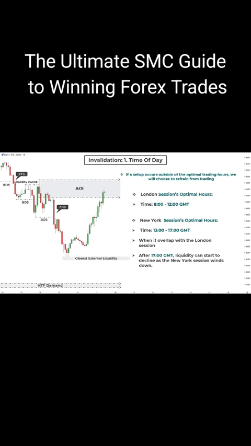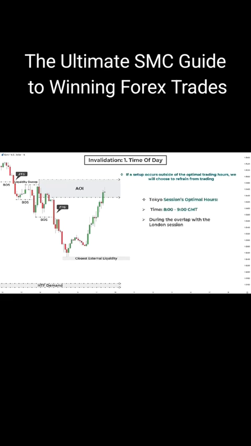It's important to note that after 17 GMT, liquidity can start to decline as the New York session winds down. I prefer to not trade after 5 p.m., because particularly after that, most likely price will consolidate around the major zone that has been formed through the day until the London session starts tomorrow. And for the Tokyo session, the most optimal trading time during this session is generally during the overlap with the London session, 8 to 9 GMT, as both sessions see higher liquidity and potential for price trends.